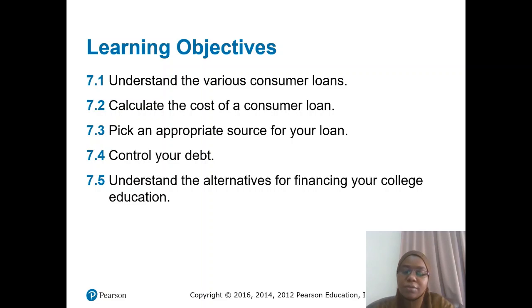The learning objectives include understanding the various consumer loans, after which we'll try to calculate the cost of a consumer loan and pick an appropriate source for a plan, whether student or consumer loan. Then how to control your debt is also among what we intend to learn today. And lastly, we'll try to understand the alternatives for financing your college education.